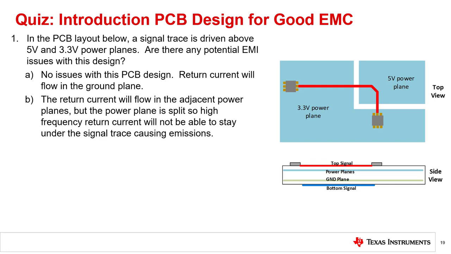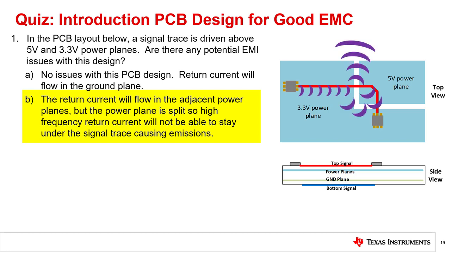Question 1. In the PCB layout below, a signal trace is driven above 5 volt and 3.3 volt power planes. Are there any potential EMI issues with this design? The correct answer is B. The return current will flow in the adjacent power planes, but the power plane is split, so high-frequency return current will not be able to stay under the signal trace, causing emissions. The animated wavefront shows the return current has no obvious path, so RF emissions happen, and the return current spreads across wide regions of the board.